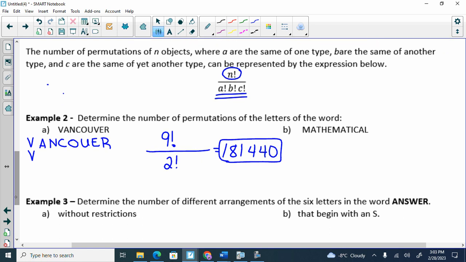Mathematical. This one has a lot more letters, right? That double and triple, so let's write it out. The people who never succumb to stacking letters and rewriting out the word are the ones who get this question wrong all the time because they'll forget to divide by factorials. So please humor me and do as I do. M-A-T-H-E-M-A-T-I-C-A-L.